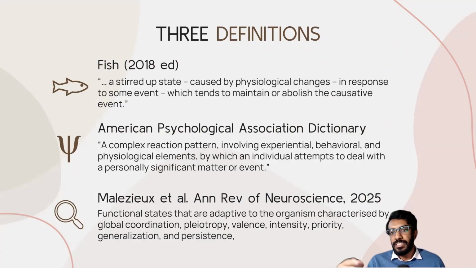So that is the function part, that something has happened in the environment and there is a stirred up state, there is a disruption in your internal state, which is caused by certain physiological changes, and the point of this is to either make sure that whatever happened keeps happening or to get away from what's happening, right? Like if you have some food and you feel happy about it, the function of that happiness is that you want to do this again.